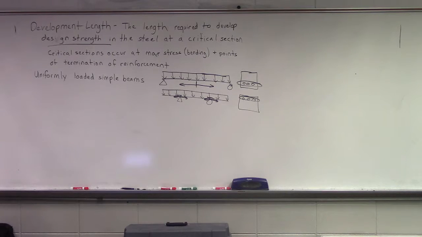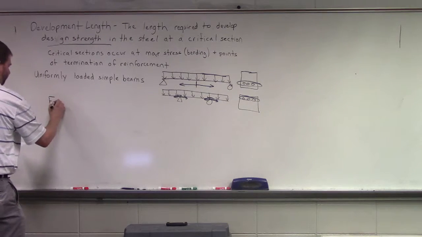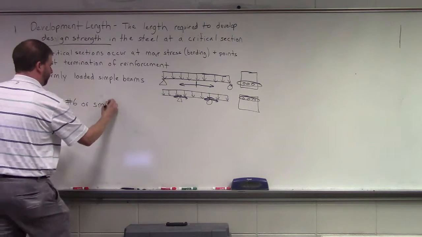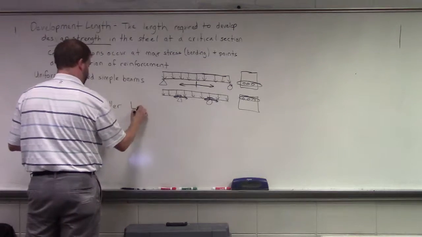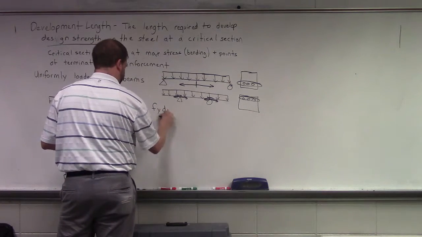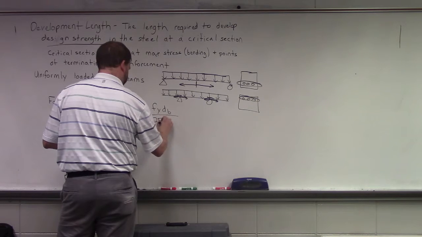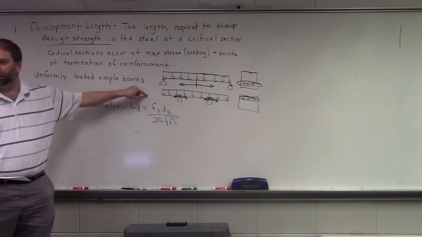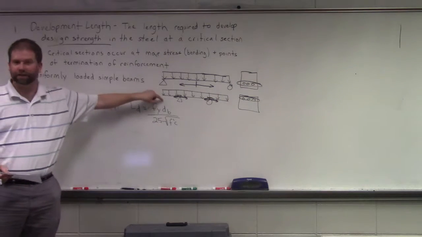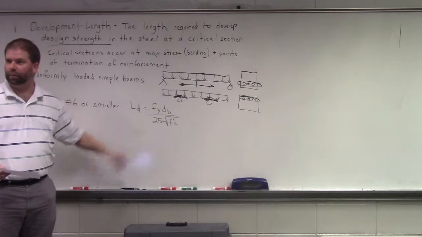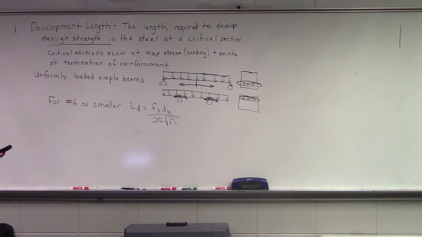The equations that you need for number 6 or smaller: the yield strength of your steel multiplied by the diameter of the bar, divided by 25 multiplied by the square root of F prime C. What is LD? Your development length.